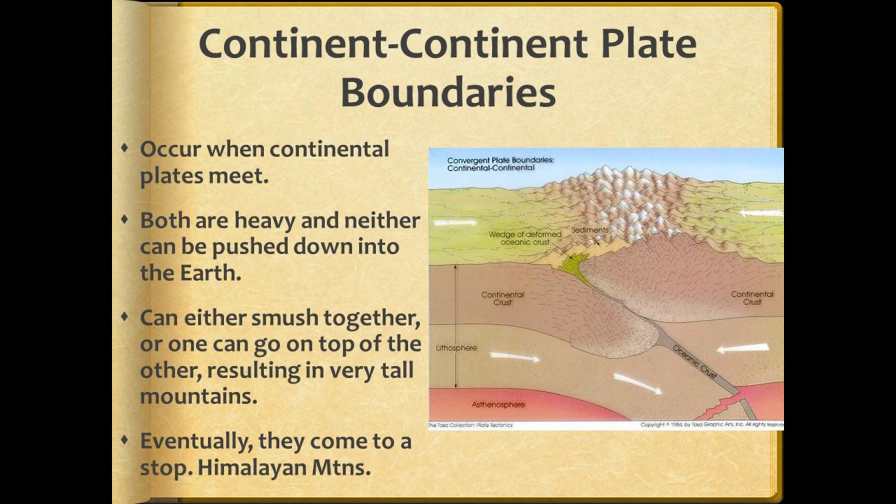To continue our lesson, we want to go into the continental plate boundaries. The continental plate boundaries occur when continental plates meet. Both are heavy and neither can be pushed down into the earth. They can either smush together or one can go on top of the other, resulting in very tall mountains. Eventually they come to a stop.